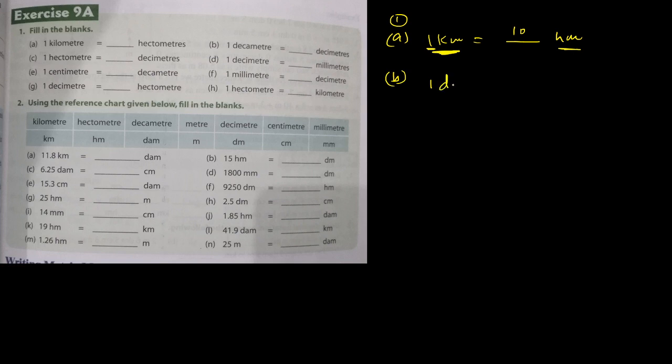1 decameter. Decameter, we call it DAM. DAM means decameter and DM means decimeter. So don't get confused between these two things. So we have to convert 1 decameter into what? Into decimeter.